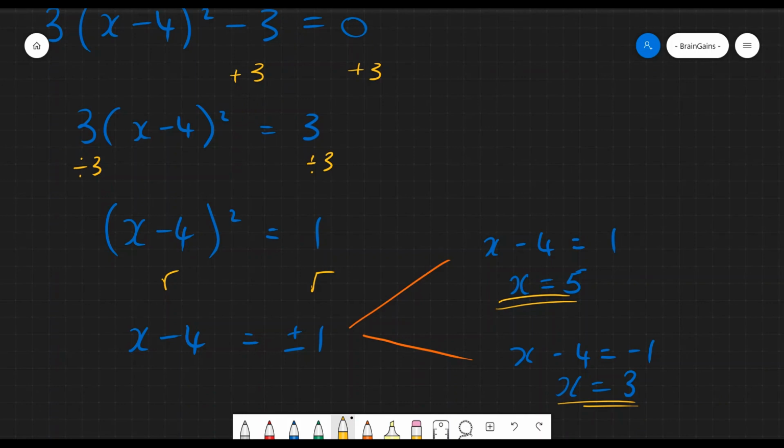So to recap, uses of completing the square are to solve for the values of x or to find the turning point of a quadratic.